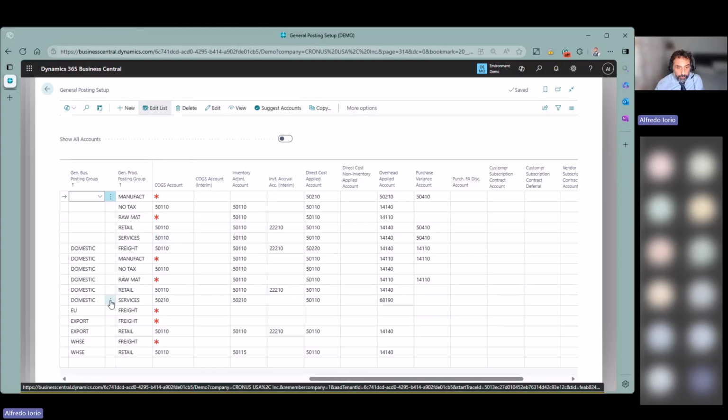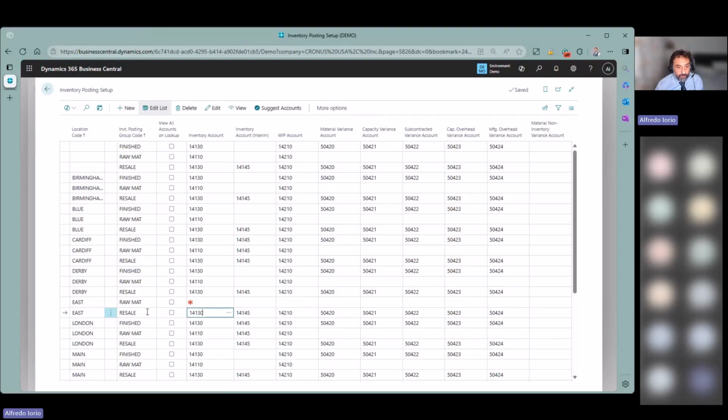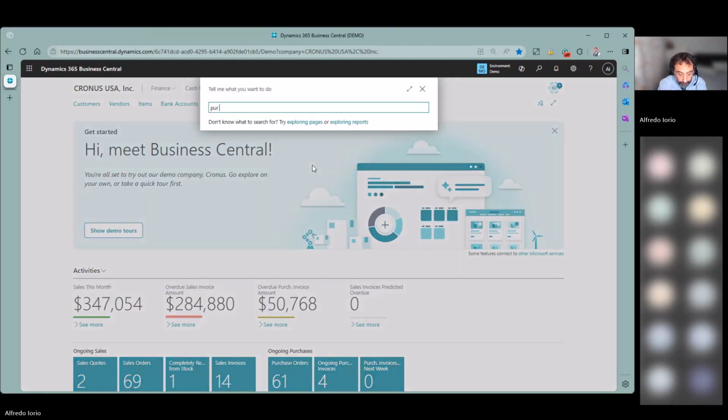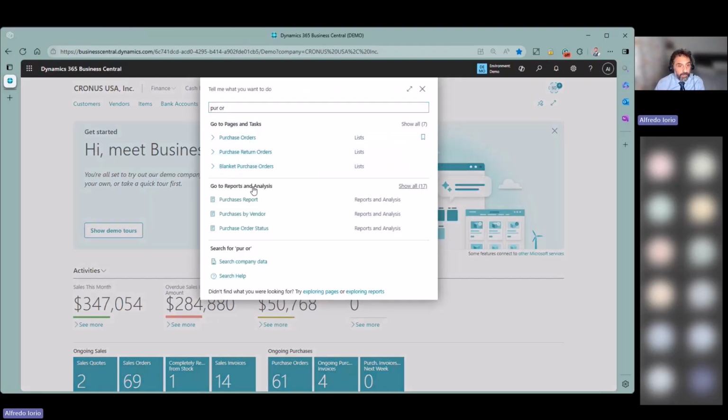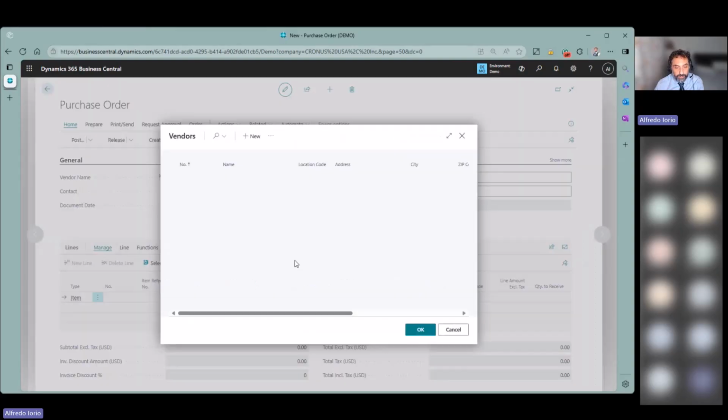So what we need to do now is ensure that we have, let me see, I have domestic and retail, and I have East here. So domestic and retail is correctly set up, and East and resale is correctly set up. So what happens now if I create a purchase order? I'm going to create a purchase order. We're going to do it live.